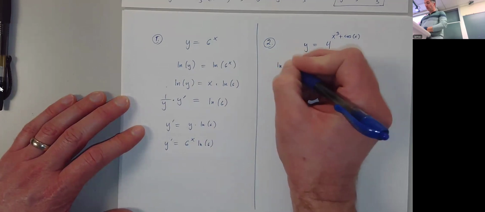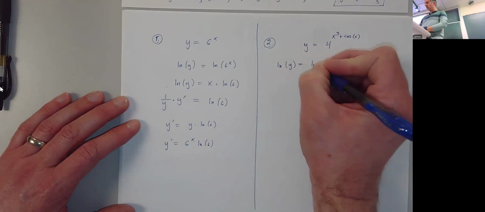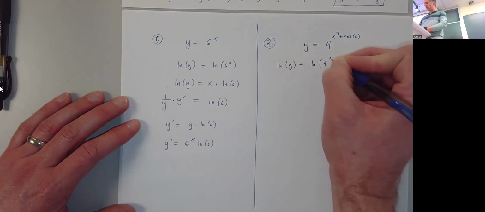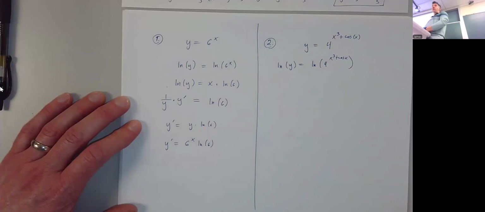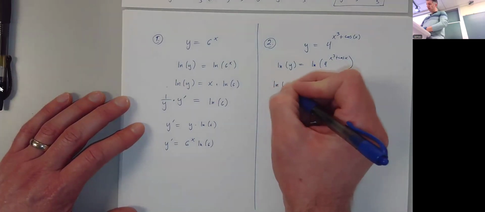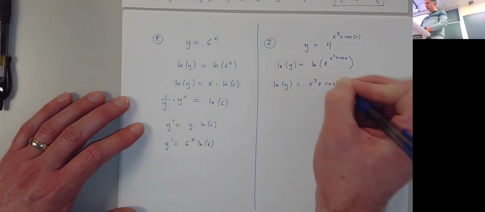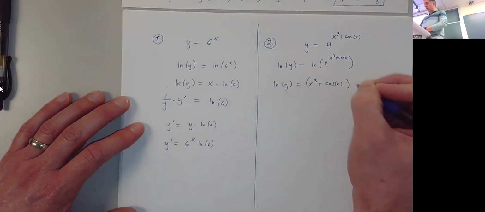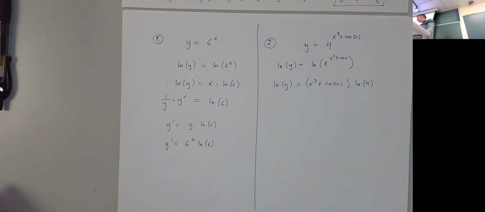So using logarithmic differentiation, we have the natural log of y equal to the natural log of 4 to the power of x cubed plus cosine of x. We're going to bring that whole power down. So the natural log of y equal to all of x cubed plus cosine of x multiplied by the constant natural log of 4.